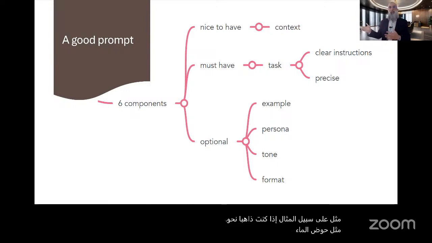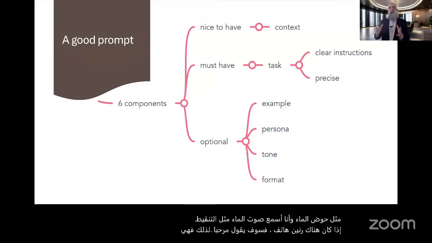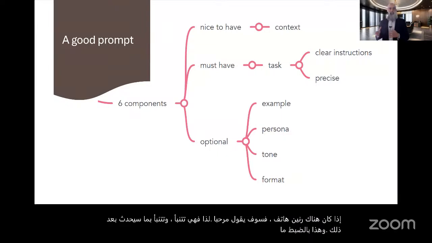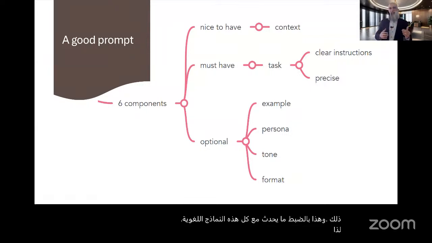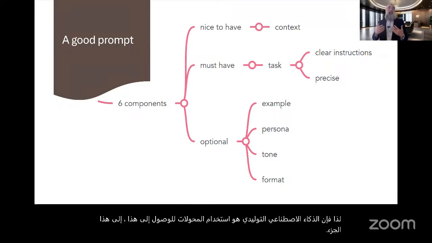If there's a phone ringing, he will say hello. So it predicts what's coming next. And this is exactly what happens with all these language models. So generative AI is using transformers to get to this part. So this is why it took the intelligence of it out of the patterns.